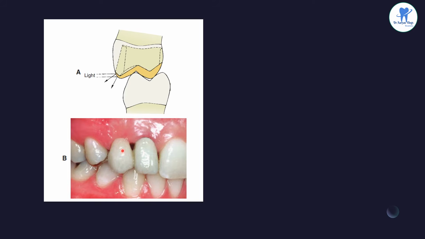And here it is a 3-unit fixed dental prosthesis. Here the mesial abutment is a canine and it's shaped to look like a lateral incisor. And the distal abutment is a partial cast crown which proved to be aesthetically acceptable because the metal had been correctly contoured.